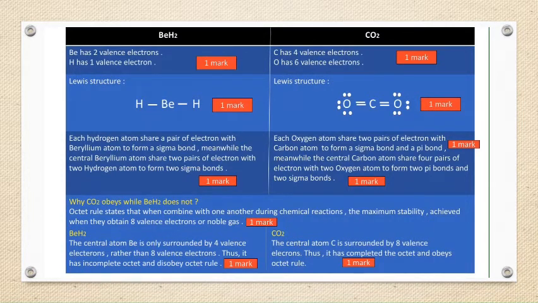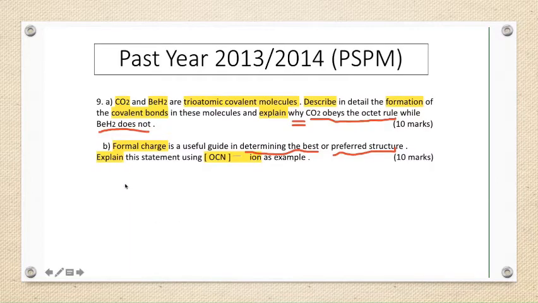And then we go to question 9B. Question 9B states that formal charge is a useful guide in determining the best or preferred structure. Explain this statement using the OCN ion as an example. For this question, the marks are 10 marks also.